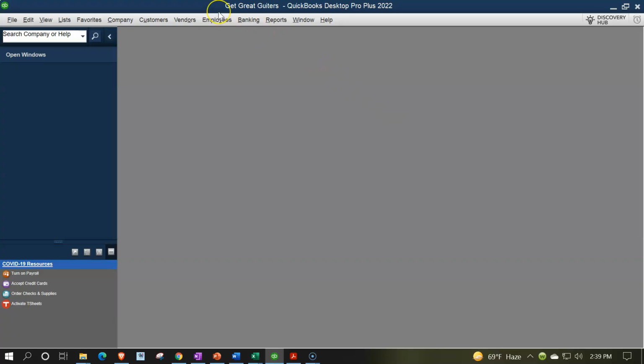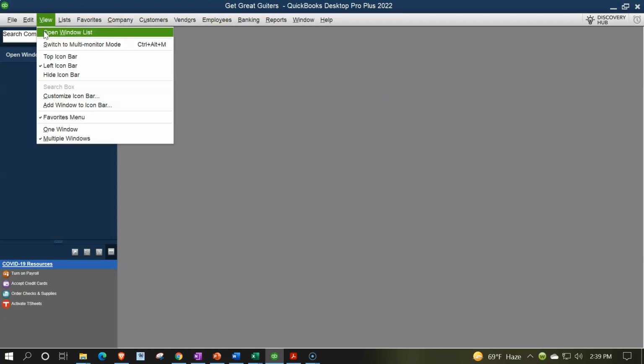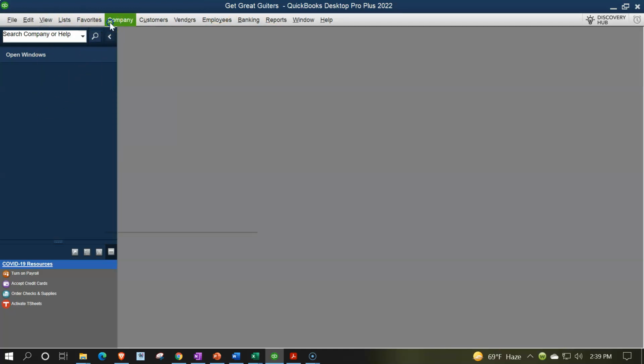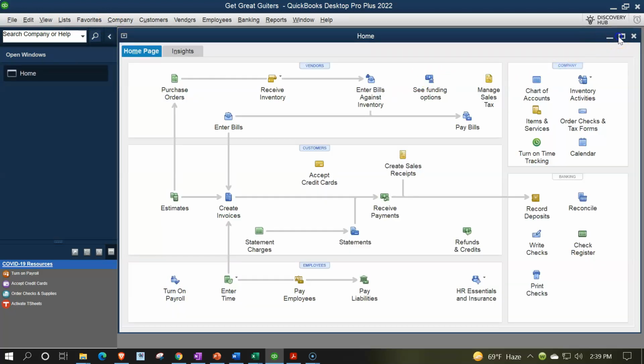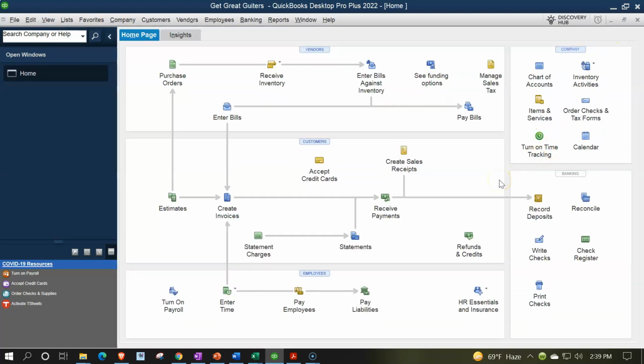Here we are in our Get Great Guitars practice file, going through the setup process with the View dropdown, the Open Windows list on the left-hand side, Company dropdown, Home Page in the middle, maximizing that home page to the gray area. In prior presentations, we look at service items, representing services we provide, using them to populate our invoices and sales receipts. We now want to think about the inventory process.